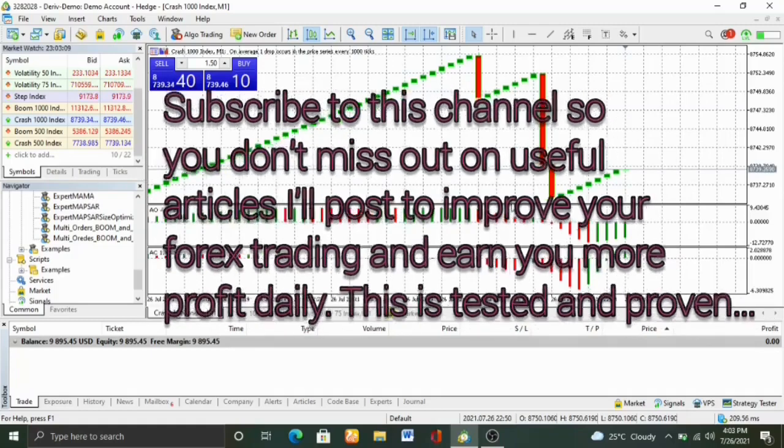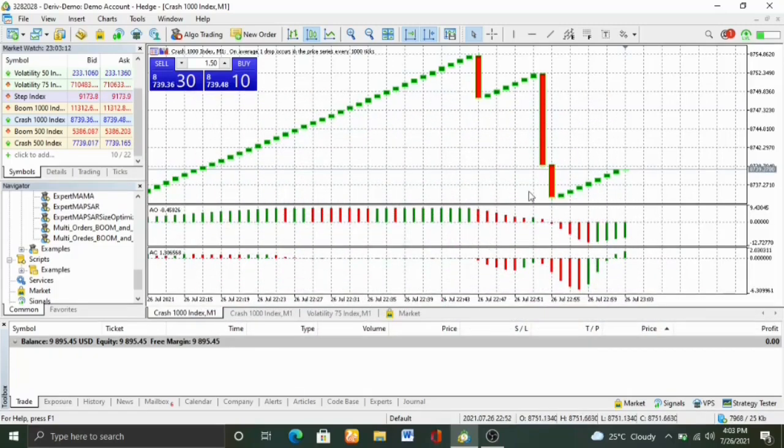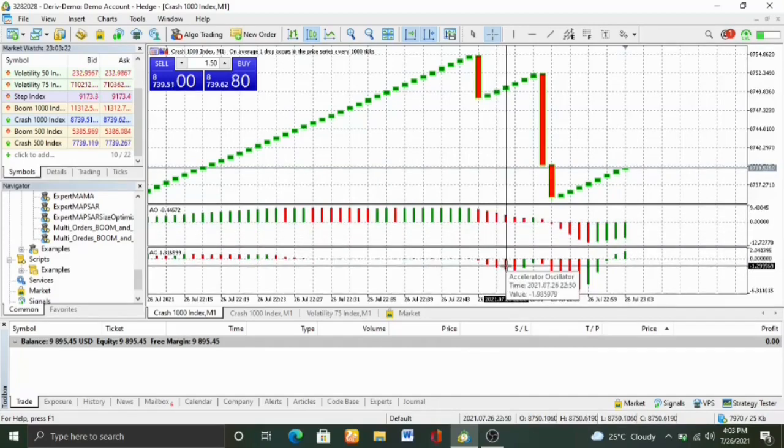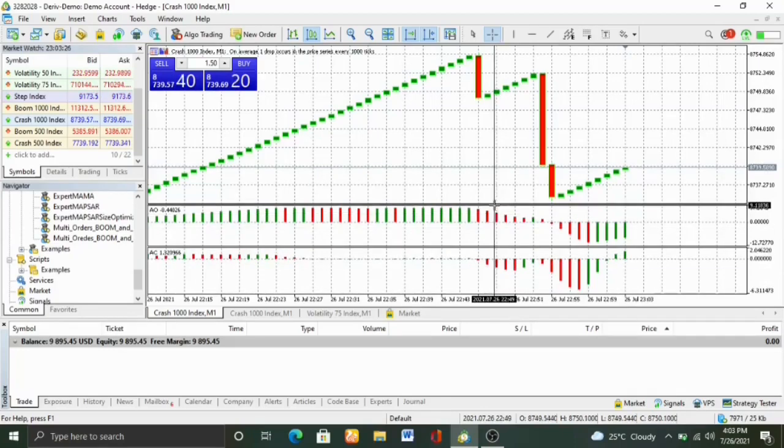I'm just gonna show you right now, as you can see right here. We got only two indicators here right now. So we just need these two indicators, the awesome oscillator and the accelerator oscillator. Just these two indicators, guys. Only these two indicators is good for us to use in this strategy.